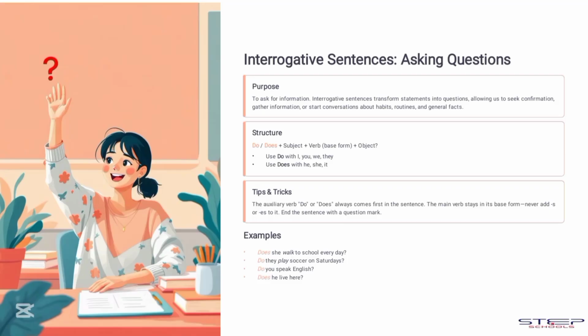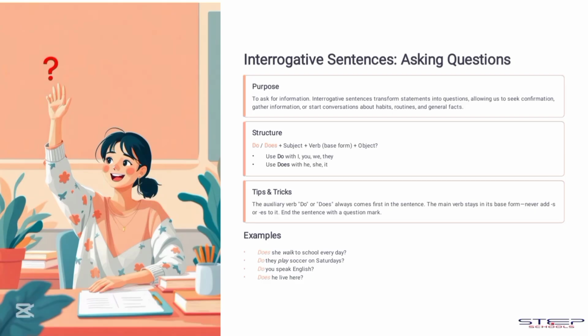Read with me one by one. Does she walk to school every day? Do they play soccer on Saturdays? Do you speak English? Does he live here? Dear students, pause for a while and take a deep look at the sentence structure of interrogative sentences.